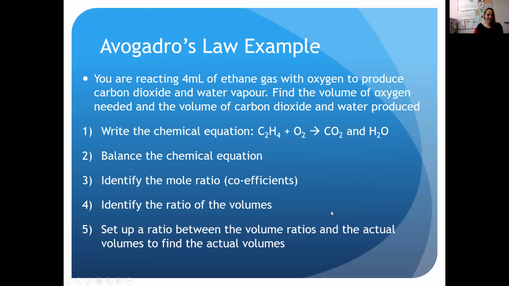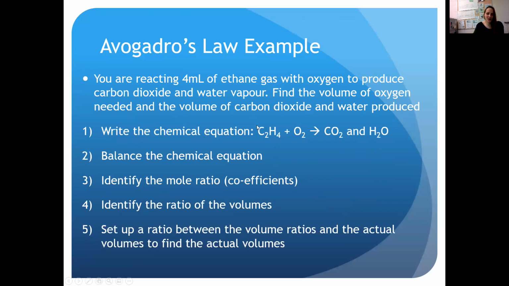So let's go through this example here. It says we're reacting 4 milliliters of ethane gas with oxygen to produce carbon dioxide and water vapor. Now, just so you know, if this was a question on the test, it would have to tell you what ethane is, because that's not a molecule that you need to know, but the rest of this you should be able to write. Find the volume of oxygen needed and the volume of carbon dioxide and water produced.